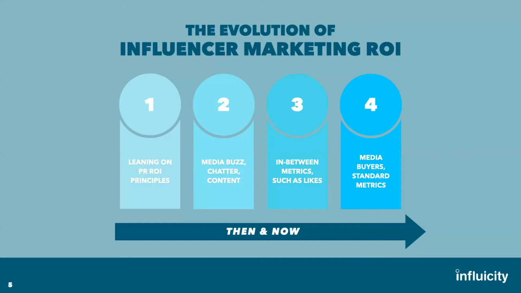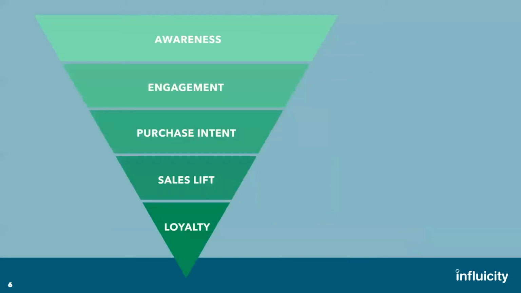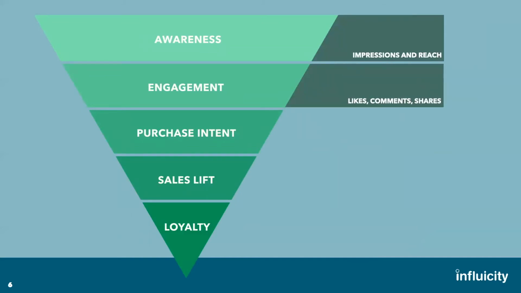And that really is the evolution of from 1, 2, 3, 4, how we've seen this evolve over the last 6, 7 years. So if we look at the funnel, it looks something like this, and I'll talk about each point in the funnel. So at the very top, you've got awareness, and how we correlate that to influencer marketing is things like impressions and reach. Below that, you've got engagement, which is likes, comments, and shares.